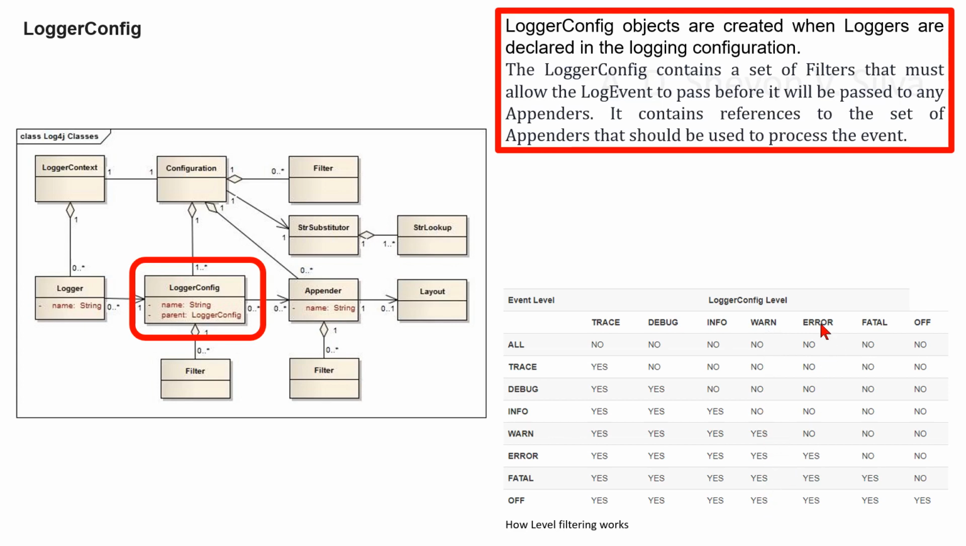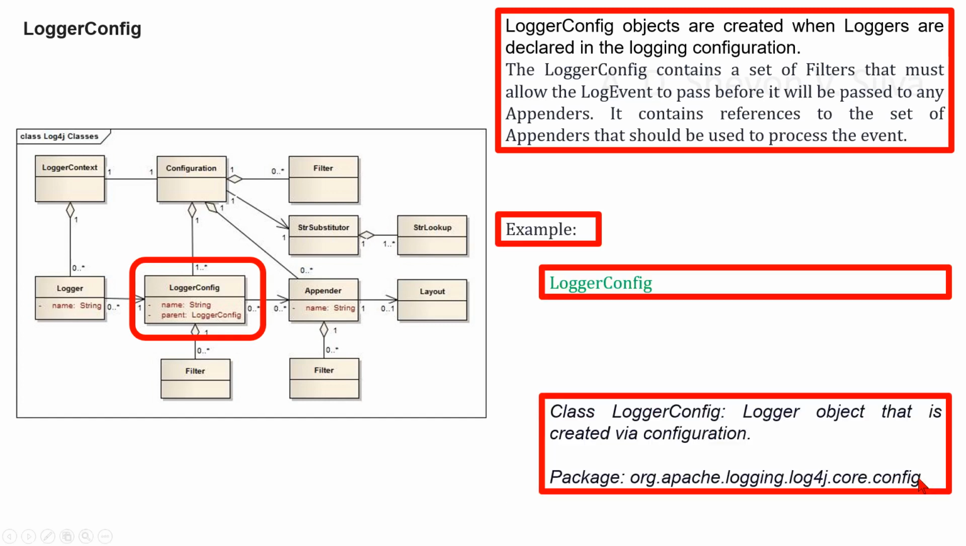And if we configure the logger config to error, yes for error, fatal, and off, and no for others. And if we configure the logger config to fatal, yes for fatal and off, and no for others. And if we set the logger config to off, yes for off, and no for other levels.